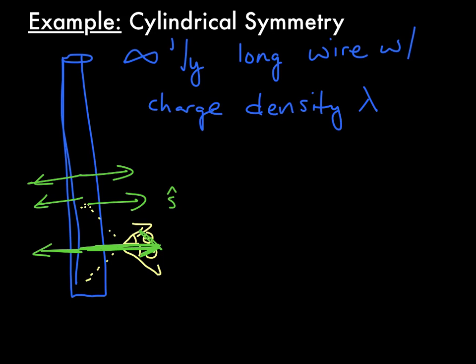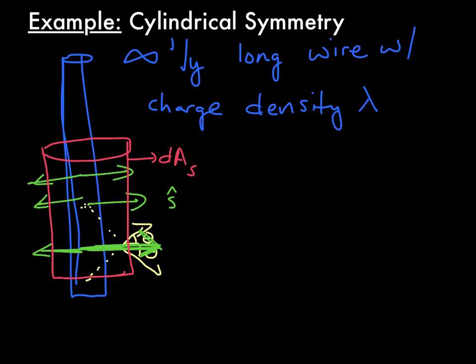S hat, just a funny way of saying it's going around in a circle and splitting out. So what you need to do, you need to draw a Gaussian surface. Gaussian surfaces are these little shapes that we draw around here. In the last example, it was a sphere. Since this is a cylindrical symmetry, I'm going to draw a cylinder. Makes sense. So let's look at dA.